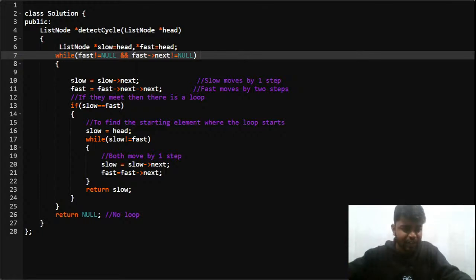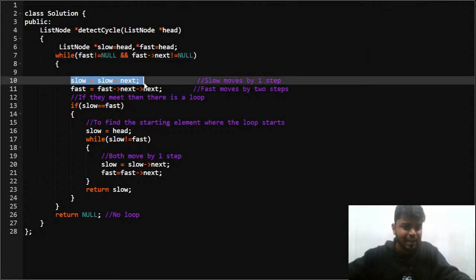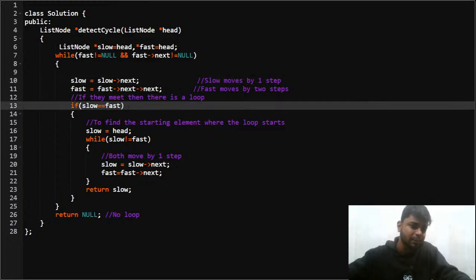Okay. After that, what would I do? I'll mark slow is equal to slow dot next, so I'll move my slow by 1, and I'll say fast is equal to fast dot next, so I'll move my fast by 2 nodes. Okay. If my slow and fast are the same, if slow equal fast, that means this particular linked list will have a cycle. Otherwise, if someone is moving twice the speed of the other person, then there is no chance for them to meet. But if the slow and the fast pointer are meeting, that simply indicates that I have this cycle, right? Only then they will be meeting, so there will be a cycle.